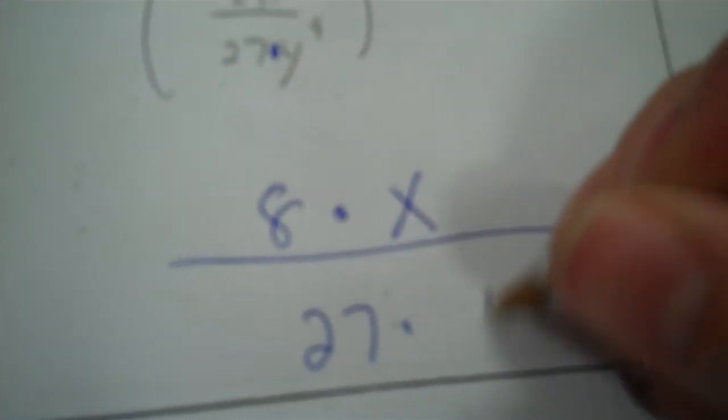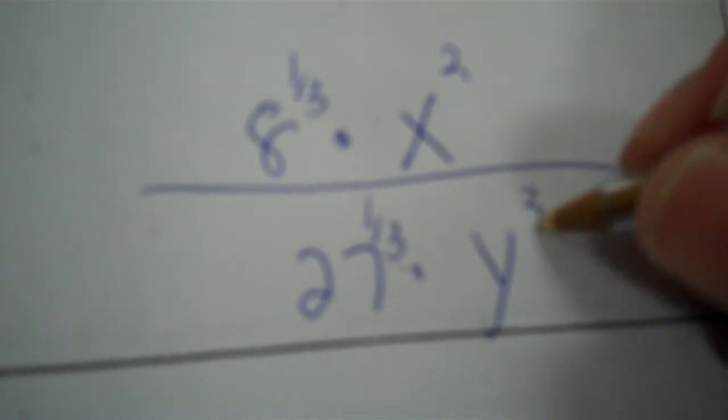Okay, 3 more. So again, those are my bases. So on top you got 8 times x. On bottom you have 27 times y. So 8's to the 1. 1 times 1/3 is 1/3, a fraction. And then 6 times 1/3 actually gives me 2 whole. 1 times 1/3 is 1/3. And then 9 times 1/3 is 3.